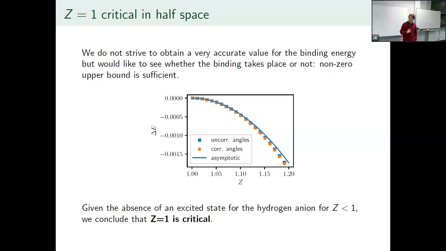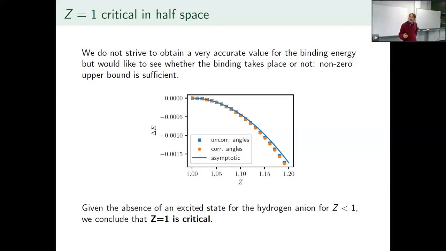But the important point is that we know a priori that for z smaller than 1, we cannot have a bound state. The reason is that for the H minus anion, there's no excited state. So if I had a bound state for z equal to 1 and lower, this would imply the existence of an excited state for the hydrogen anion, because I could construct an excited state for the hydrogen anion out of the ground state of this guy, just by a symmetrization.